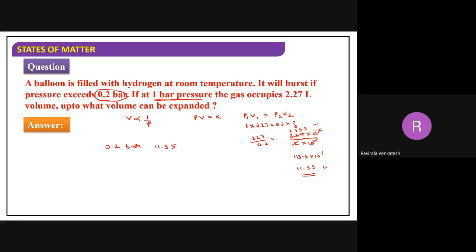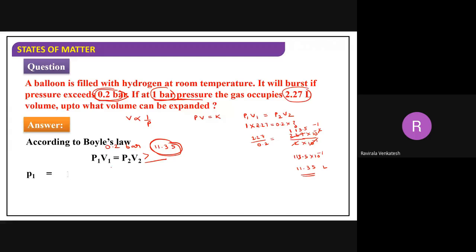So how much volume should it have? 11.35. Expand this one, will get what? If the volume expands more than 11.35, then it will burst. In this way, we have to do the problem. You see, more pressure, less volume. Less pressure, more volume. Right? In this way, we can do the problem.